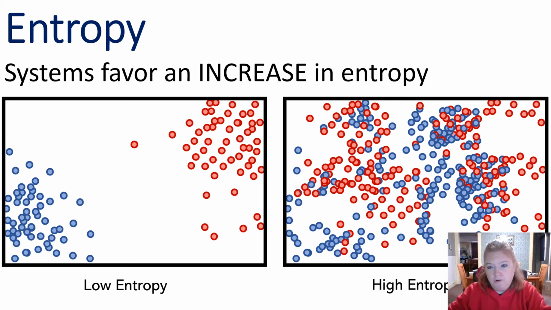Systems favor an increase in entropy. You can see this shows low entropy. This is not disordered because these particles are not combined. This is high entropy. There's a lot of disorder. I like to think about it like this. If you did nothing about it, what would your locker look like? If you did nothing about it, what would your room look like? So systems, the universe, tend to favor greater disorder. So systems favor an increase in entropy. Remember, systems favor a decrease in energy, but they will favor an increase in entropy.